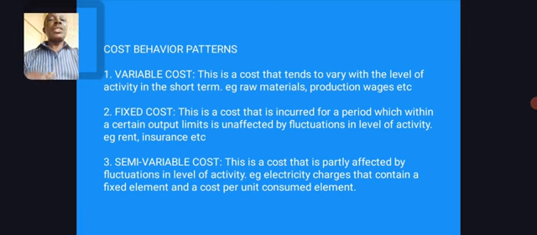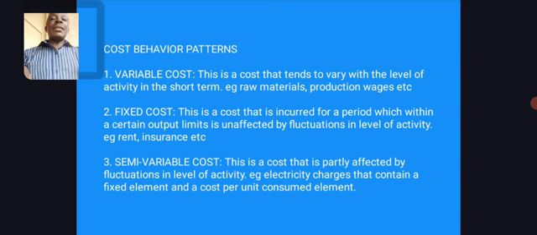An example of cost that behaves this way is cost of raw materials. When you produce more in the factory, you will spend more on raw materials. When you produce less, you spend less on raw materials, and that is variable cost. Now, true, the degree of variation might not be the same. Sometimes it might be linear, some other times it might be non-linear, but the point is that it varies with the level of activity.